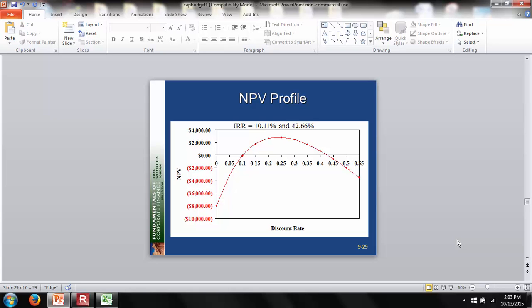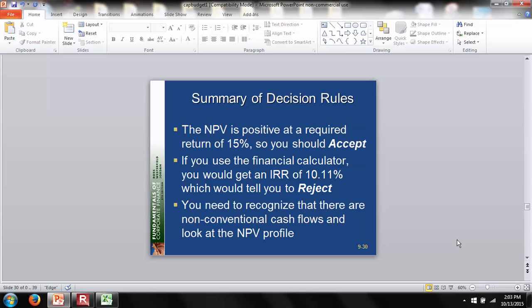Now, chances are, if you do this in Excel or you do it in the financial calculator, you will get only one answer. The second answer is being cut off by the programming as far as the Excel or the financial calculator is concerned. So this is one of the shortcomings of the IRR.